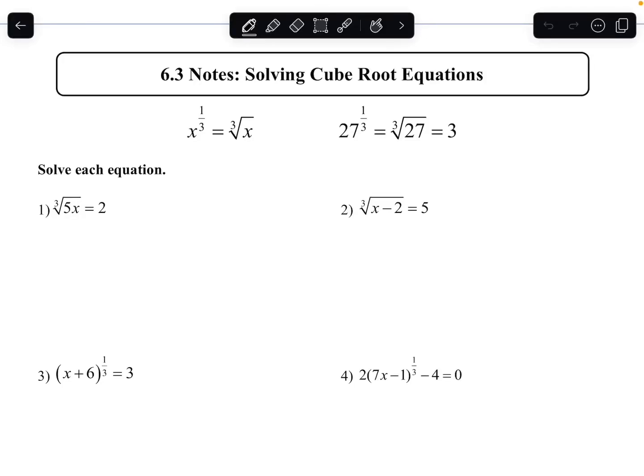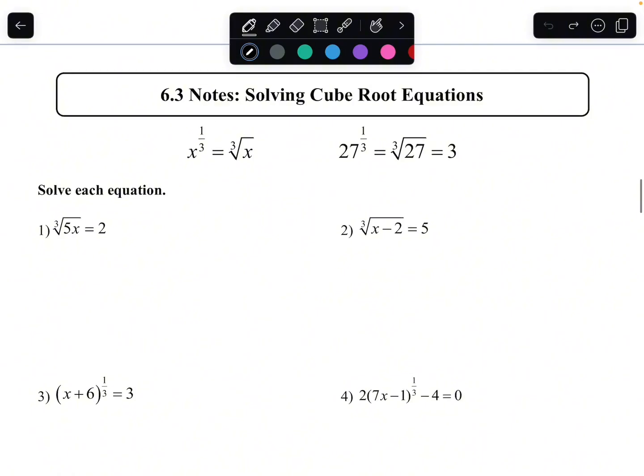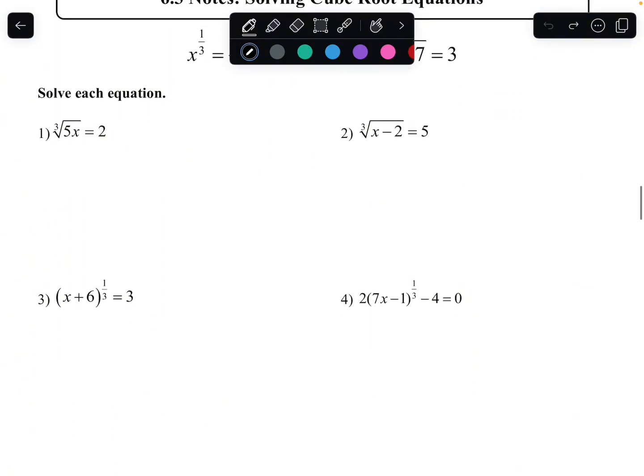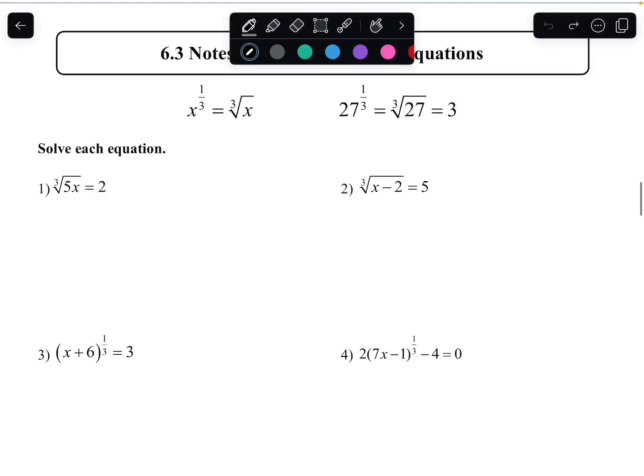All right, in this lesson, we're going to be solving cube root equations. And remember, a cube root is the same thing as a 1/3 power. So if you see a 1/3 power, you can rewrite that as a cube root. And unlike square root equations, we don't have a restricted domain or range with cube root, and so you don't have to worry about extraneous solutions. So they're actually a little bit easier than square root equations.